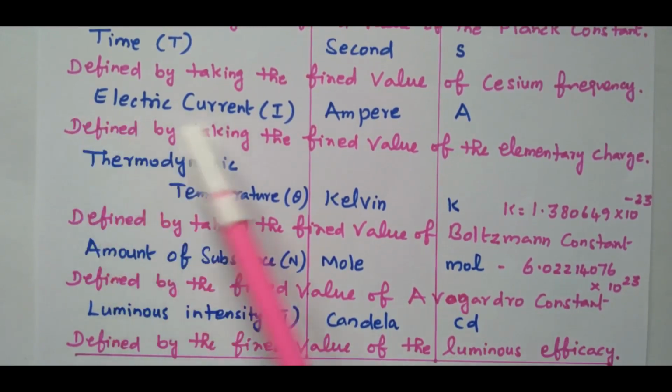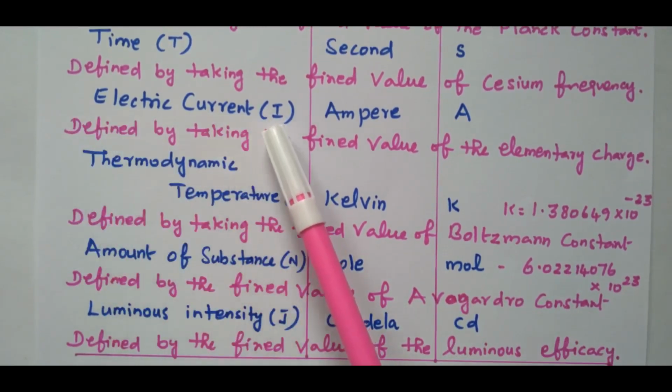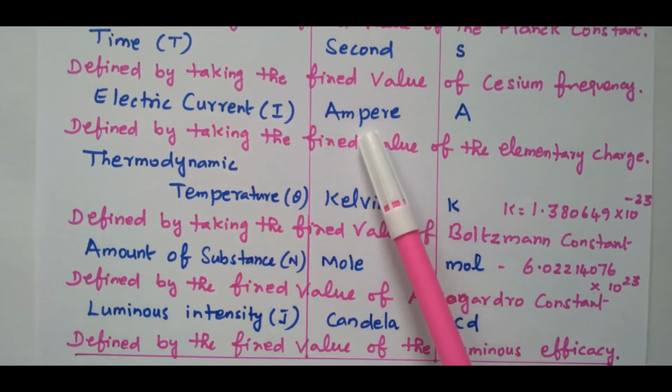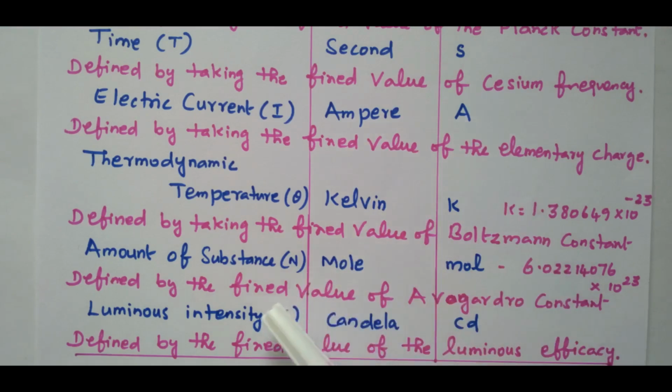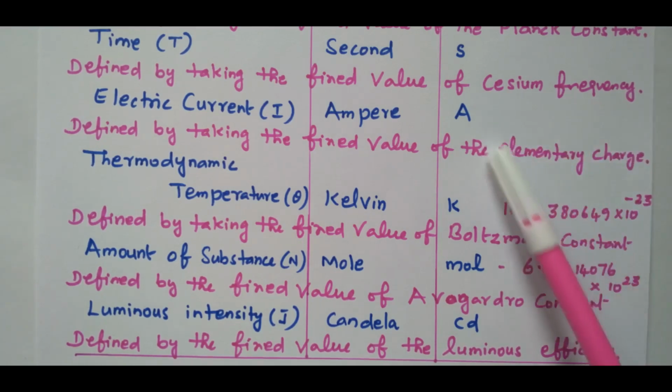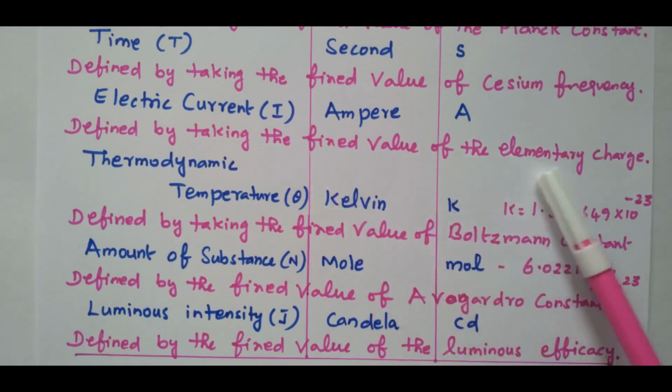The fourth one is the electric current. The symbol is I. The unit is ampere and the symbol is A. How is it defined internationally? Defined by taking the fixed value of elementary charge. The fixed value of elementary charge will define the current. From that we can easily measure 1 ampere, 2 ampere, 3 ampere. But internationally, 1 ampere is defined by the fixed value of elementary charge.